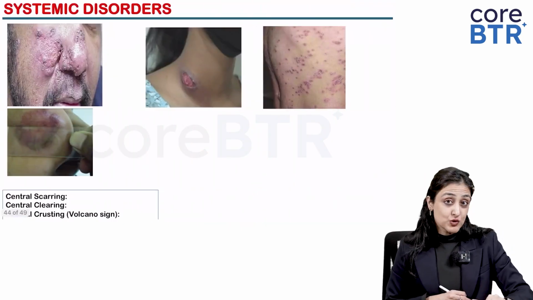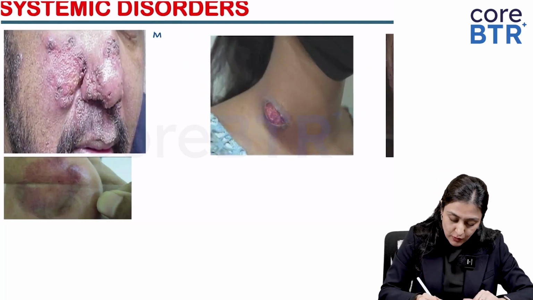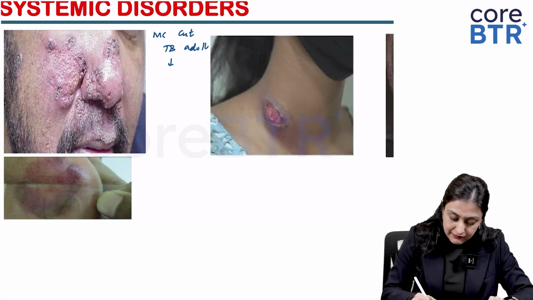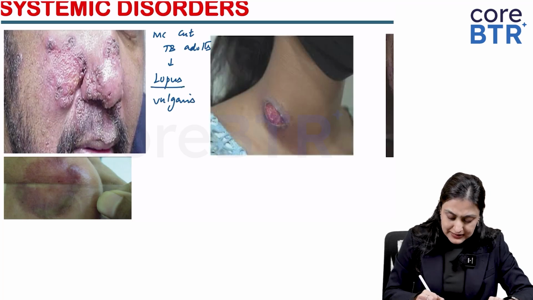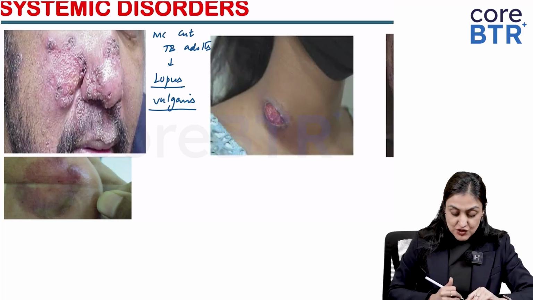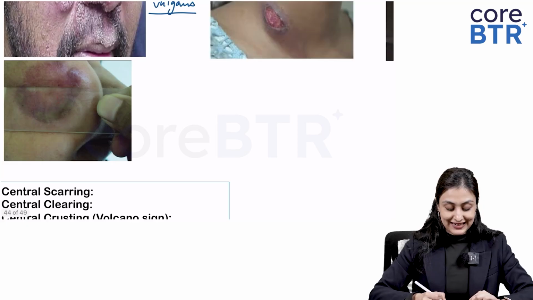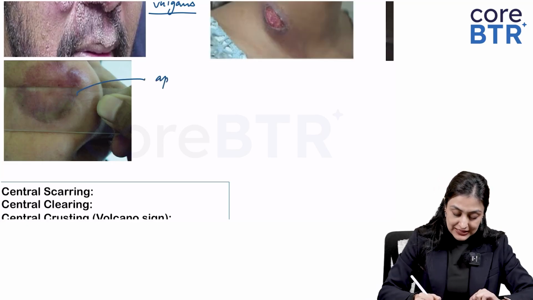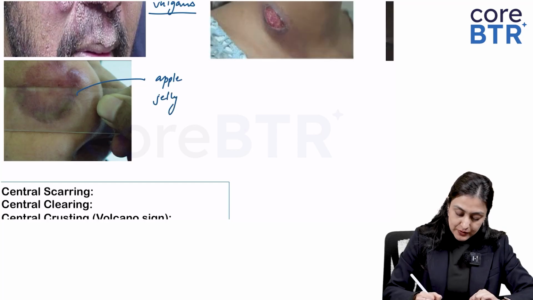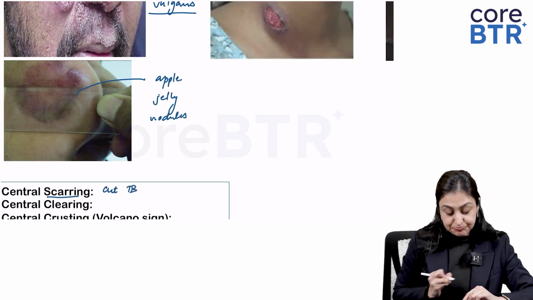Then we look at a few systemic disorders. Here mainly I want to discuss TB. The most common form of cutaneous TB in adults is going to be lupus vulgaris. Again, gross misnomer. Neither is this related to SLE. It is common. So this is not SLE. This is lupus vulgaris, which is a cutaneous TB. You see this central scarring here, and if you take a slide, you are going to see this apple jelly nodule. So diascopy shows apple jelly appearance. So central scar is cutaneous TB.